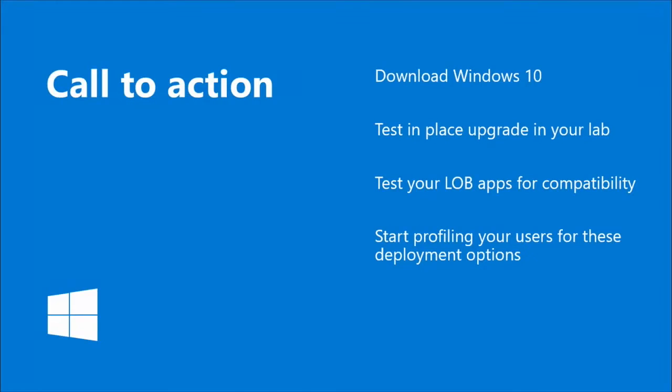And then finally, you want to be starting to profile your users so that you know which deployment option they're going to go into. Are they going to be your canary group? Are they going to be one of the people that gets to have current branch? Are they going to be one of the people that ends up having current branch for business? Or is it such a mission critical function on that particular device that they end up inside of the long-term servicing branch?